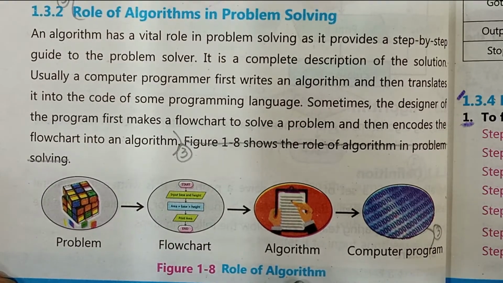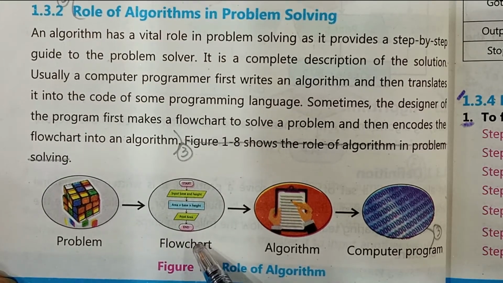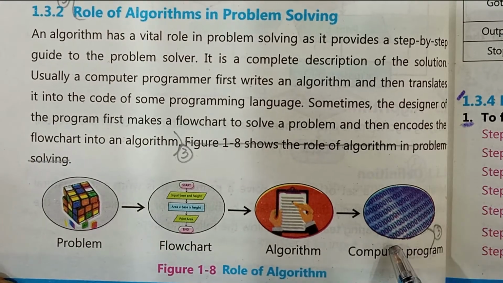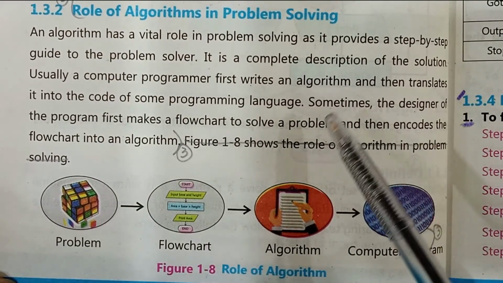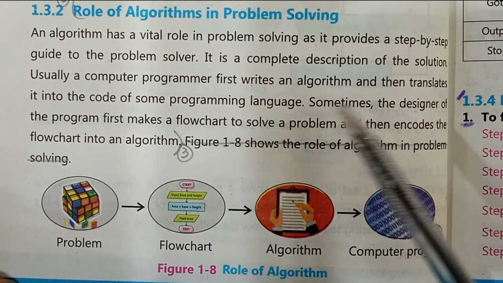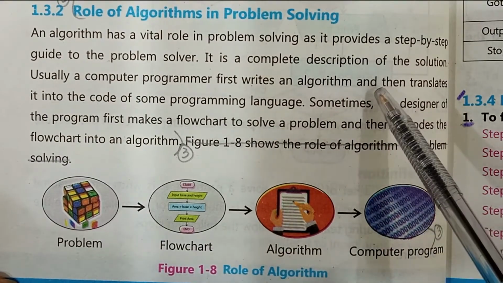As you can see in the figure, this is the role of algorithm. First we have a problem, then we draw the flowchart, then we write the algorithm, and then it is converted into a computer program. Students, there are many ways to write an algorithm. Some are very informal, some are quite formal and mathematical in nature, and some are quite graphical too.